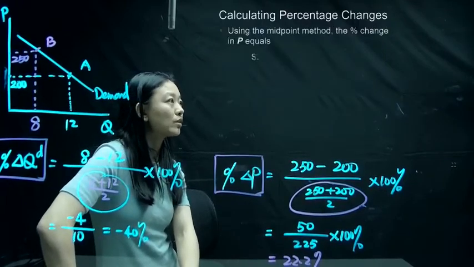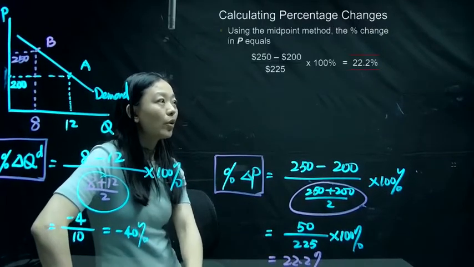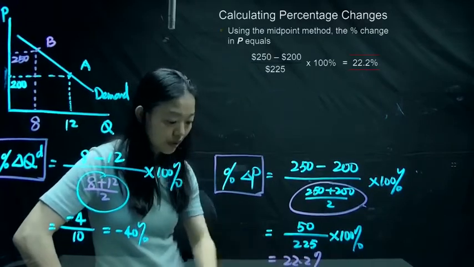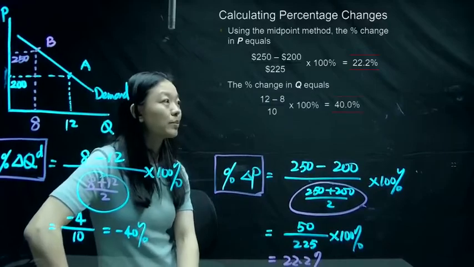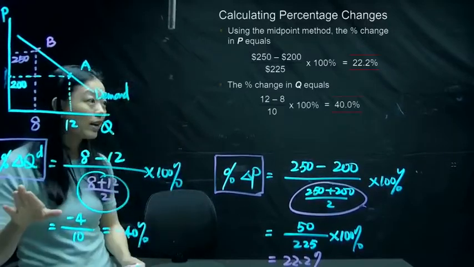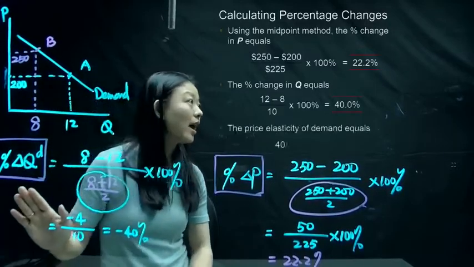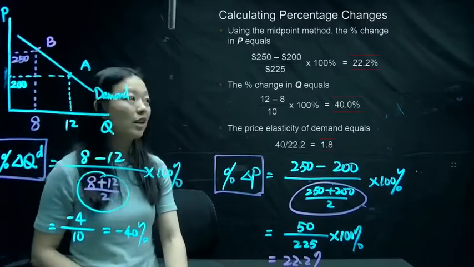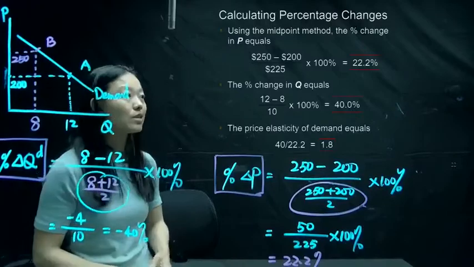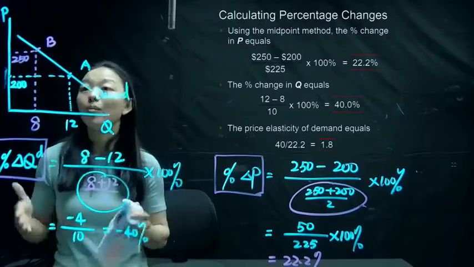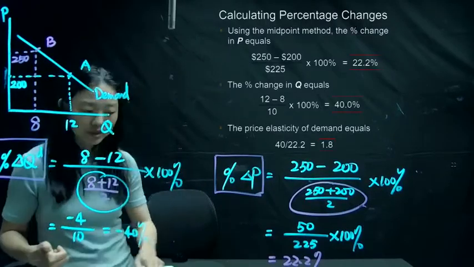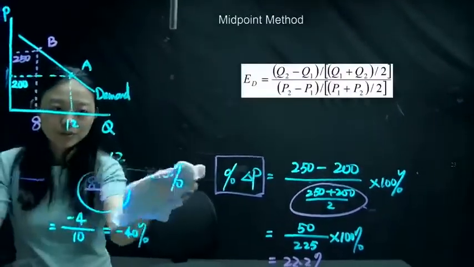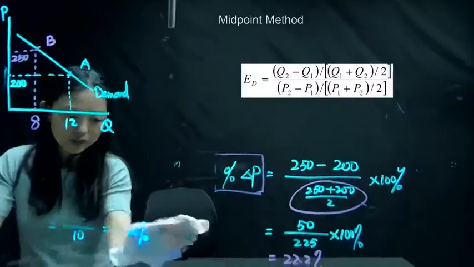So look at this question. We can get the percentage change in price equal to 22.2%. And we can get the percentage change in quantity demanded equal to 40%. And finally, we get the price elasticity of demand equal to 1.8. So this is what we say: the midpoint method is very important. This is the way that we compute the midpoint method.